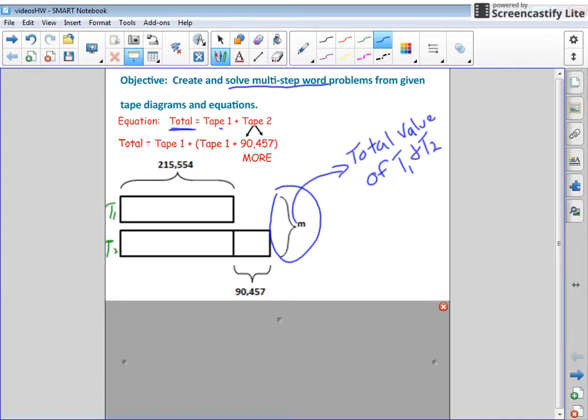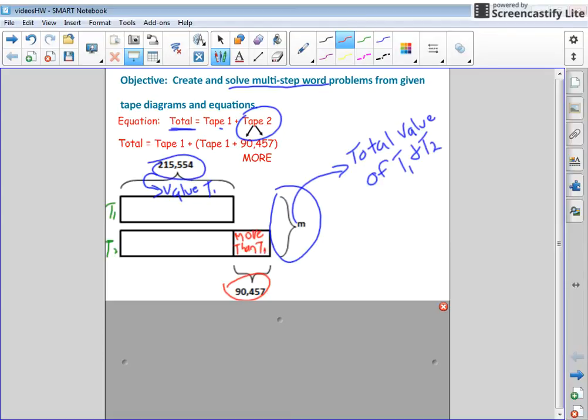Tape 1 is given to us. The value of tape 1 is represented by the 215,000. So the value of tape 1 is already given to us, so we don't need to compute to find it. But we do need to compute to find the value of tape 2. The value of tape 2 is unknown, but what we do know is that it's 90,000 more than tape 1's value. So this 90,000 is equal to how much more or how much greater it is than tape 1.